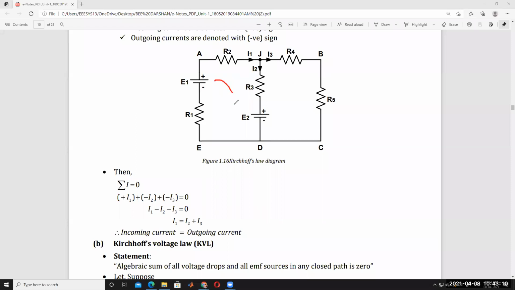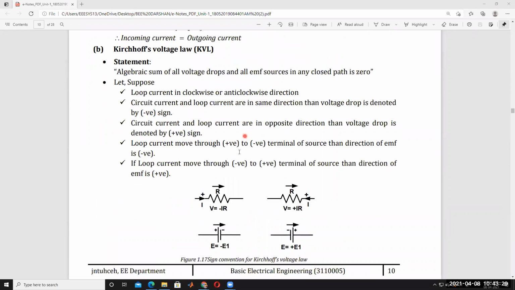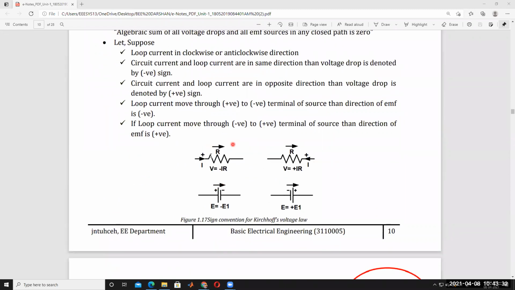So this is a loop, and this is also another loop. These are called loop currents. This is called a branch current. Here, the loop current in this direction enters as positive, and the branch current is also the same. Branch current and loop current are in the same direction, so the sign is minus. Voltage drop here is V equal to minus I into R.